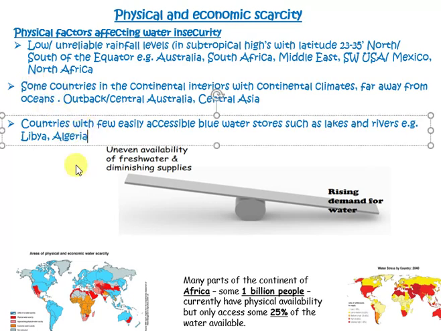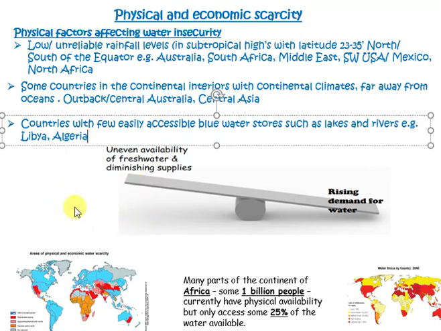And another thing is just the luck of the draw, really. Some countries just have very few easily accessible blue water stores and flows. So countries like Libya, not many major rivers and lakes. Algeria, yeah. Obviously, some of these are linked. Lack of rainfall, you're not going to get as many river systems, are you? But some countries just don't have easily accessible blue water to access.